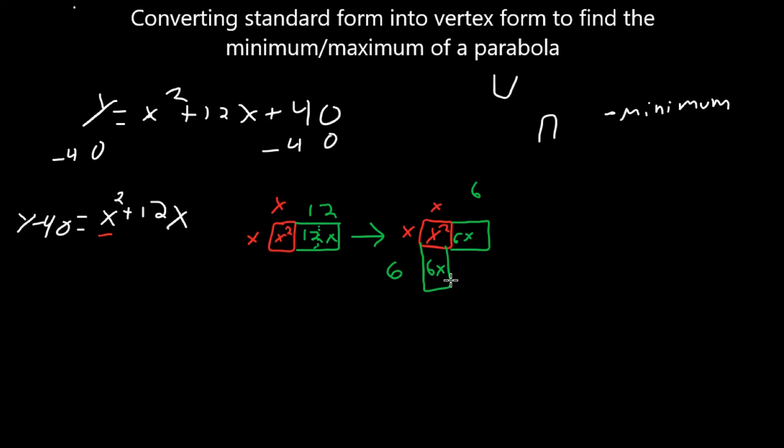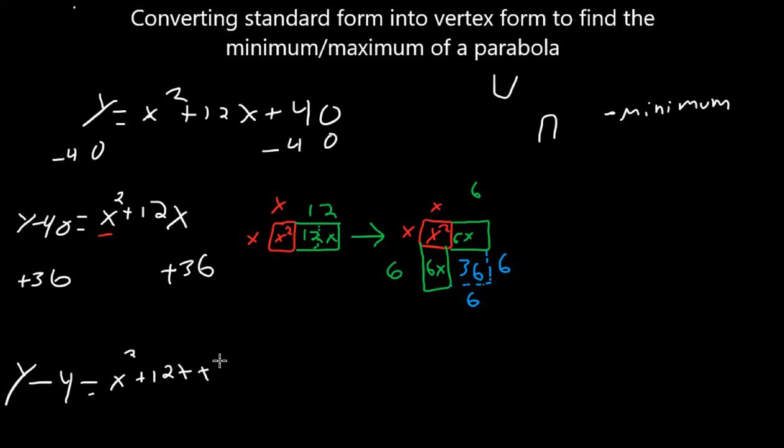6x here. So then this missing area in blue, well, this side length is 6 and this side length is 6, so here must be 36. So what I'm going to do is add 36 to both sides. Remember, I'm trying to keep the equation balanced, so I have to do the same thing to both sides. Now, I don't have to worry about the sign flipping on this side because I haven't had to factor out a negative. Okay, so negative 40 plus 36 is y minus 4, which is equal to x squared plus 12x plus 36.